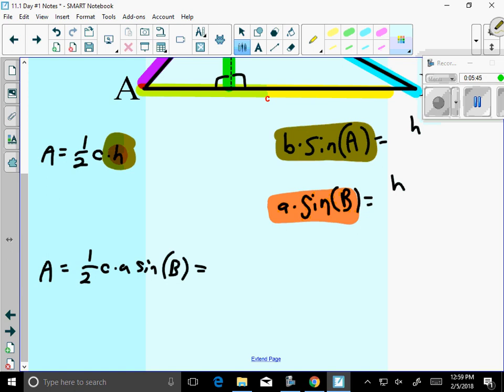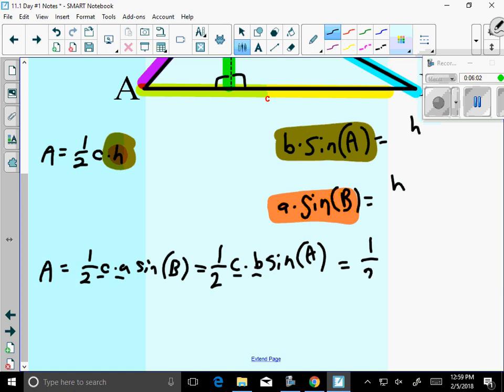And what would I get? Well, technically it should still be 1/2 base times height. And height in this case equals B sine of A. And go figure. Look, I have A and C. I have B and C. What don't I have? I don't have A and B. Now, what angle would go in there then, do you think?